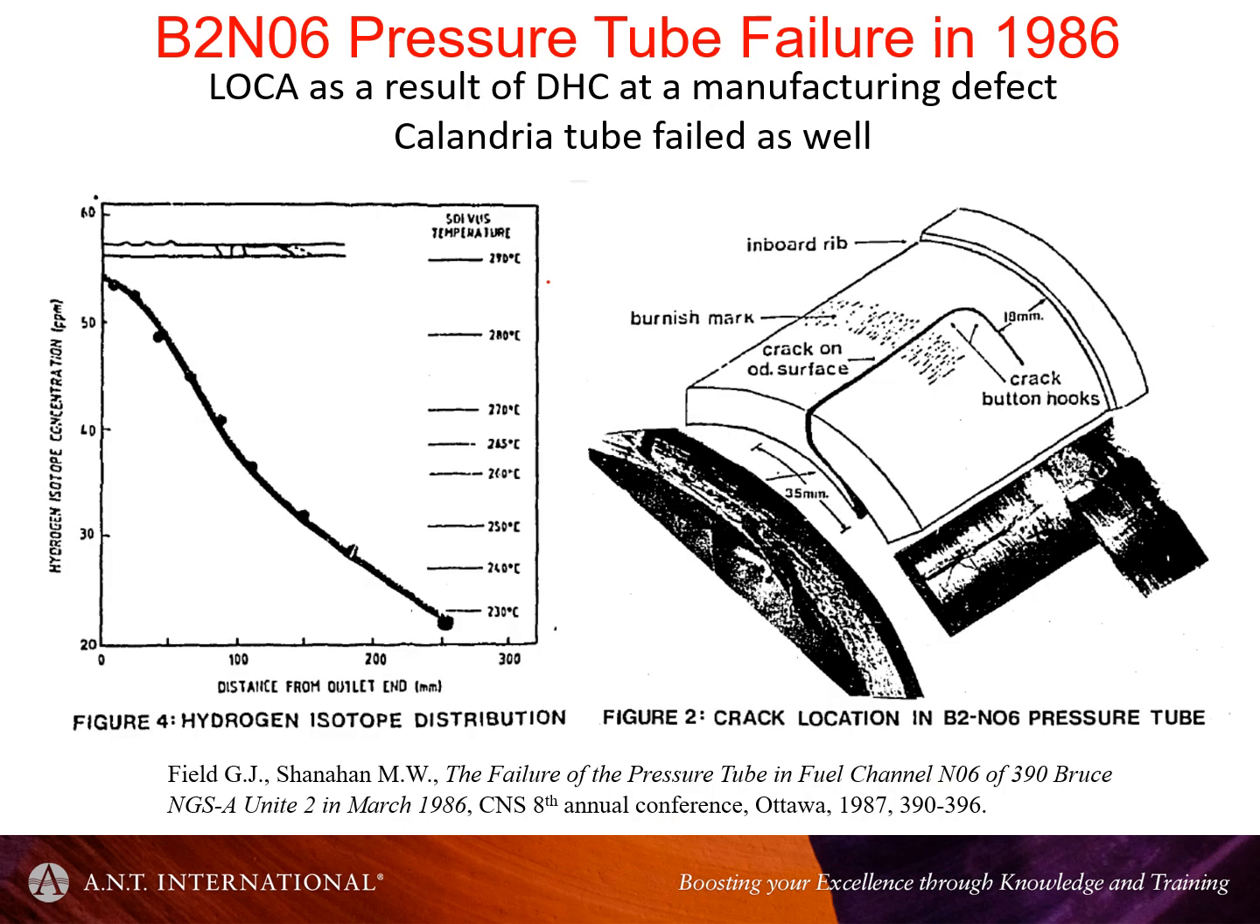Now, at a later point in the 80s, with a different calandria tube design, there was another failure, and in this case, the failure was the result of a manufacturing defect. But it was also, because of the manufacturing defect, you got hydride segregation to the crack, or to the flaw, and you got hydride cracking, and that tube let go as well.